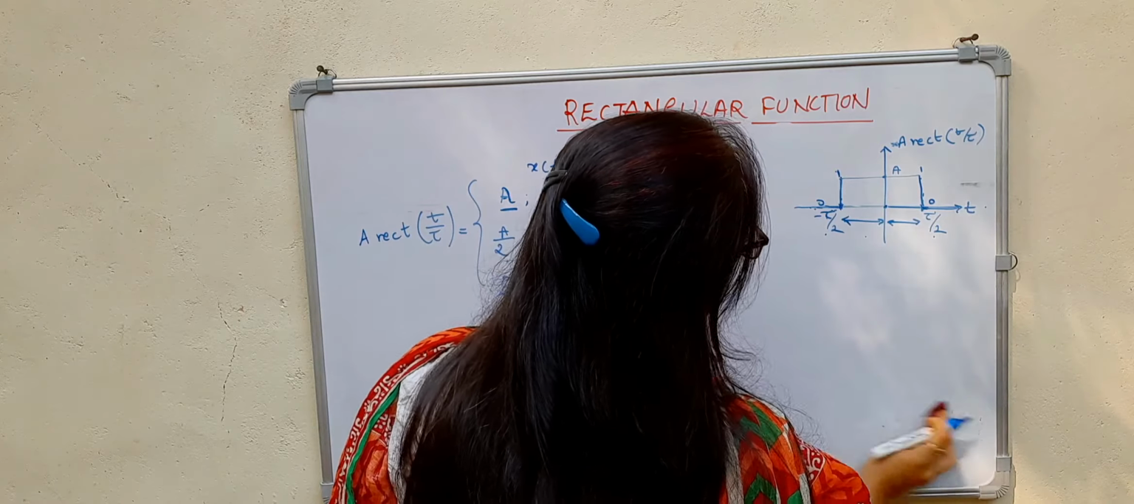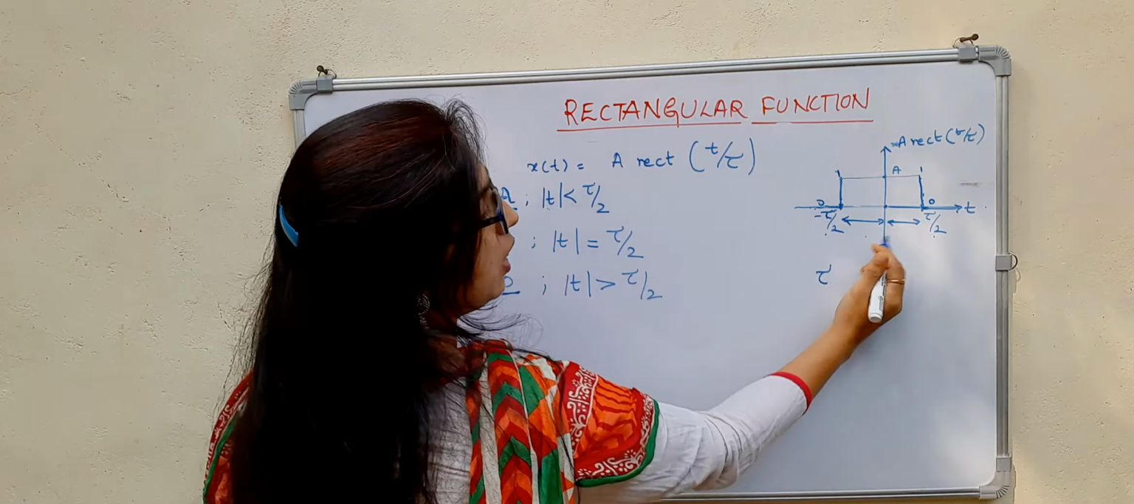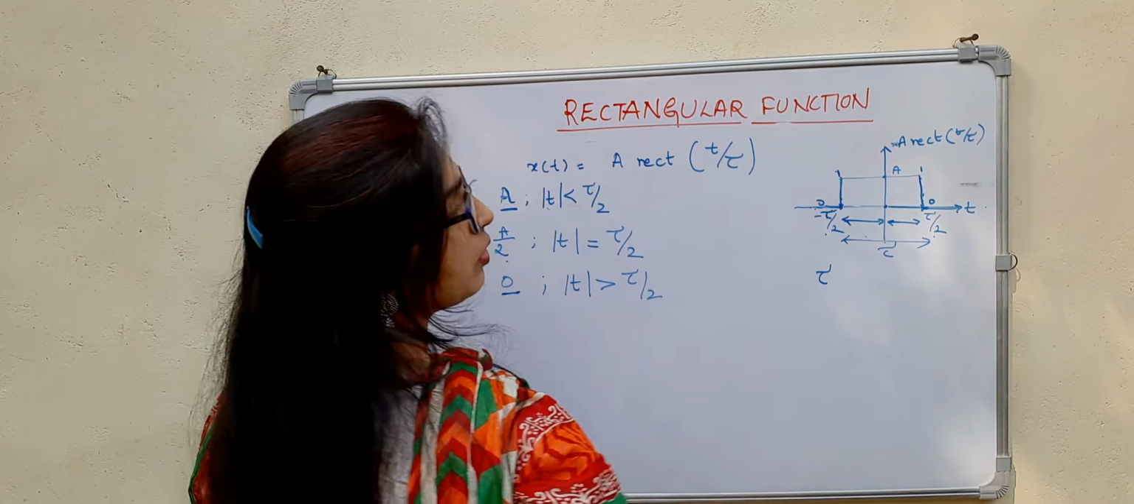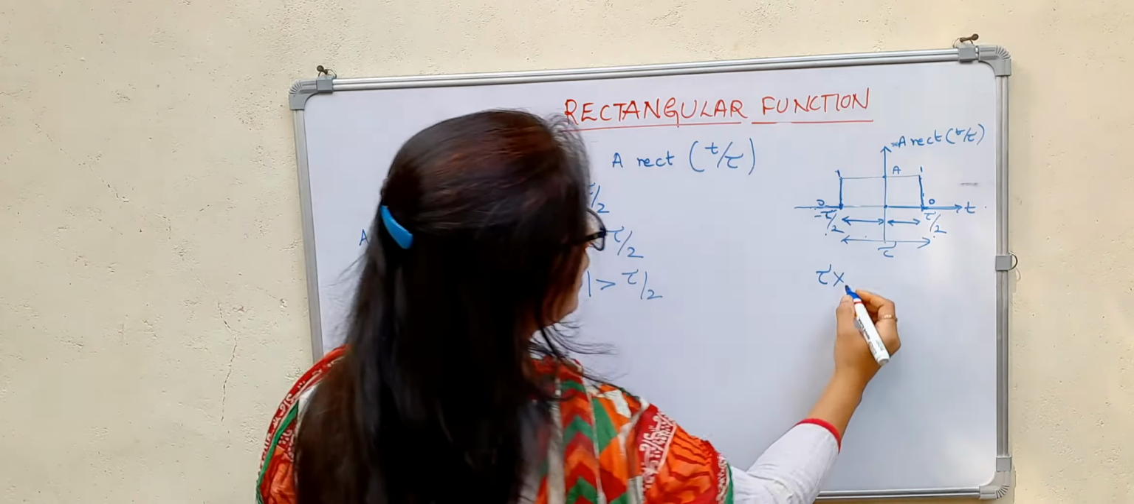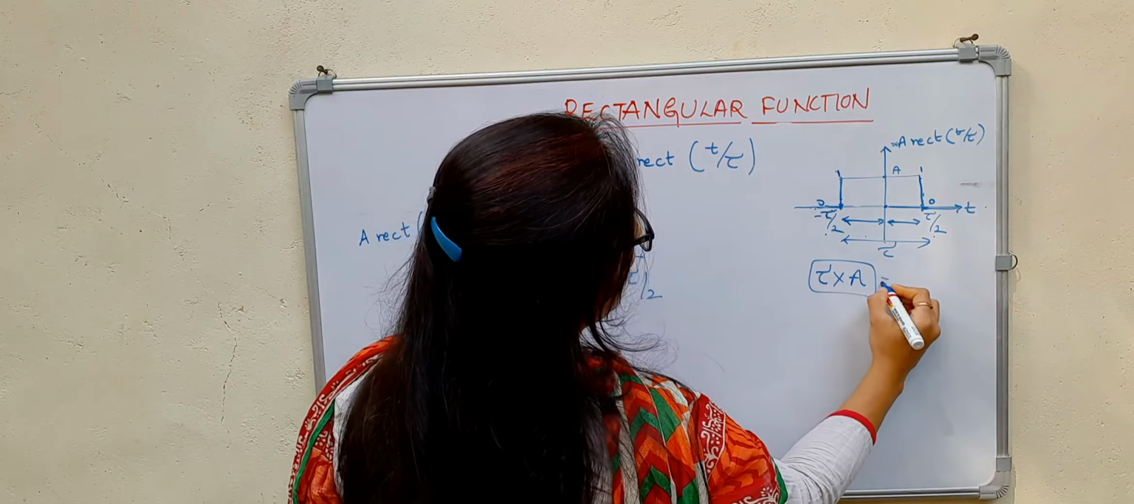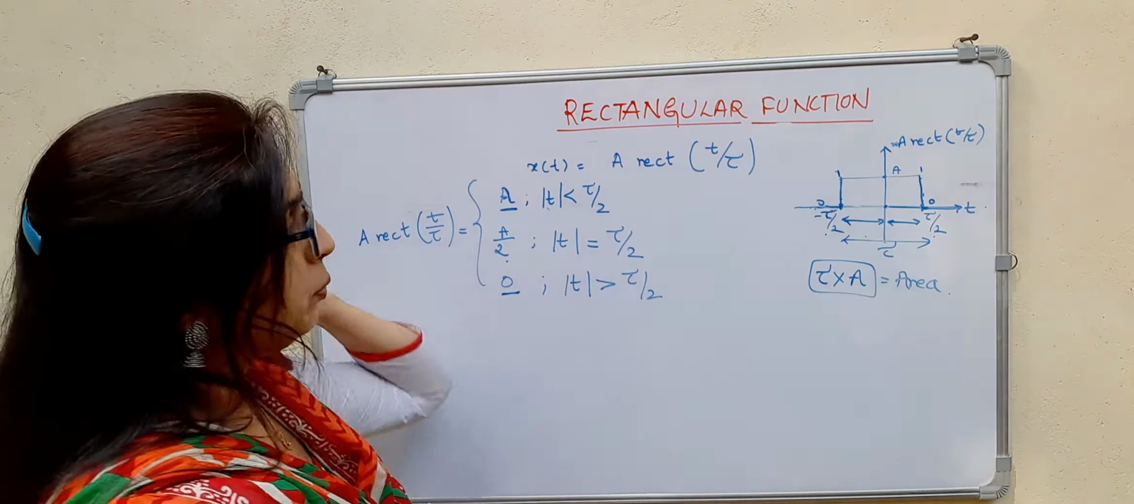What is the area of this rectangular function? It has a total width tau. What is the height of this rectangular function? That is equal to A. So the area of this rectangular function will be equal to A tau.